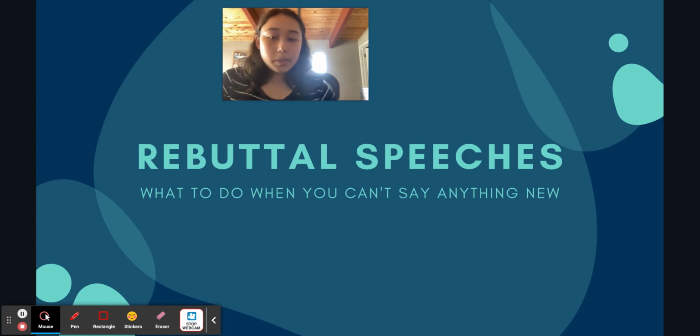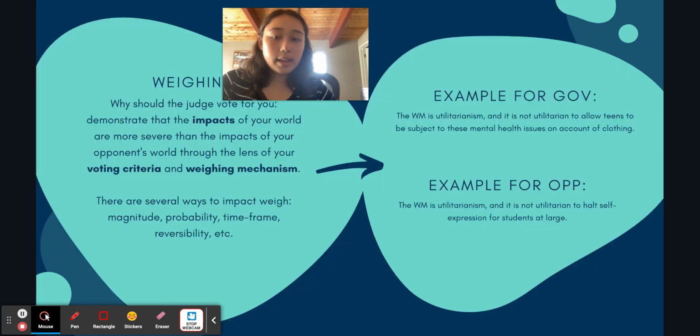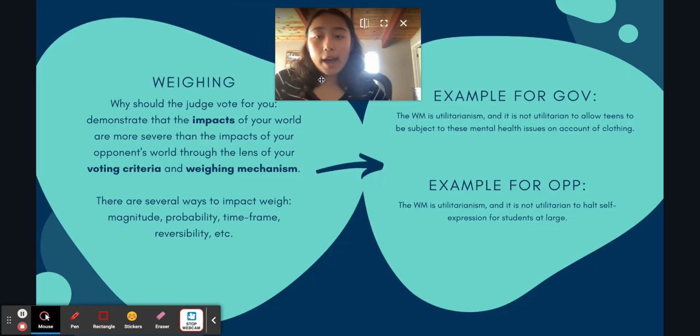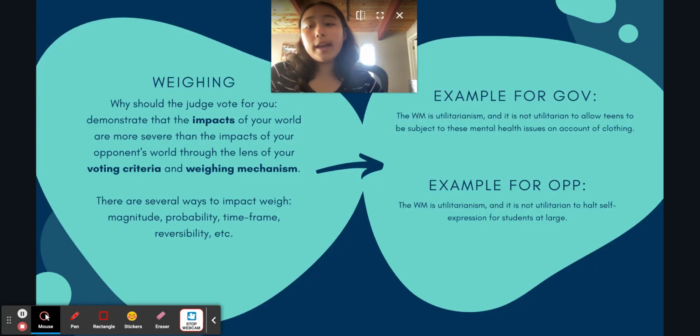Now, let's look at rebuttal speeches, which is what to do when you can't say anything new. And remember, it's literally against the rules to bring up any new argumentation in the rebuttal speeches, so you want to make sure that you do two main things. Firstly, you want to weigh. And we already went over weighing a little bit.